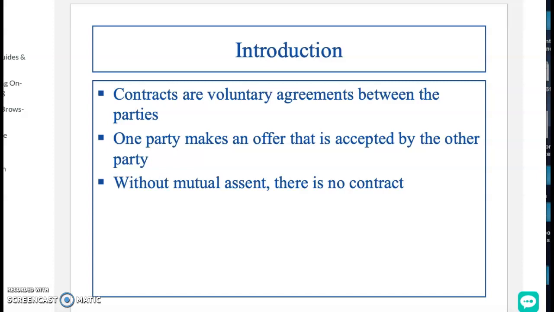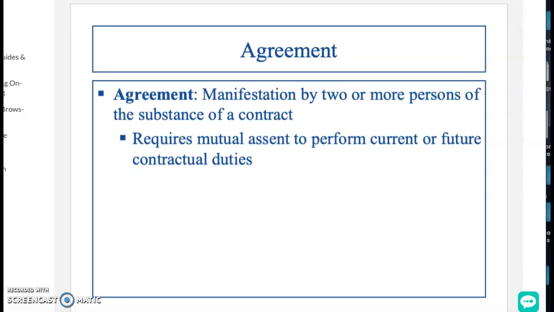One party makes an offer that's accepted by the other. What are those called again? I'll pretend you all out there said offeror and offeree. Without mutual assent, there's no contract. An agreement's legal definition is the manifestation by two or more persons of the substance of a contract. It requires mutual assent, aka agreement, to perform current or future contractual duties.